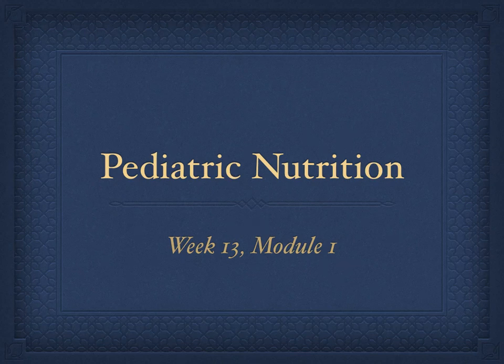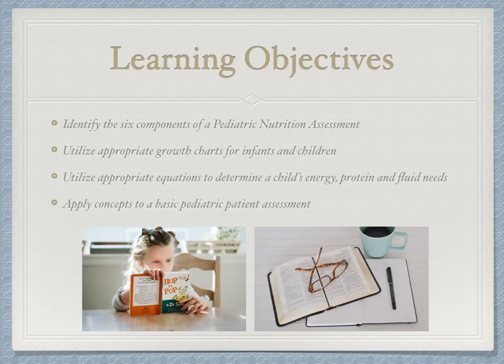So this is week 13 of your course and module 1 for pediatric nutrition. The learning objectives for this week are to identify the 6 components of a pediatric nutrition assessment, utilize appropriate growth charts for both infants and children, utilize appropriate equations to determine a child's energy, protein, and fluid needs, and apply these concepts to a basic pediatric assessment.